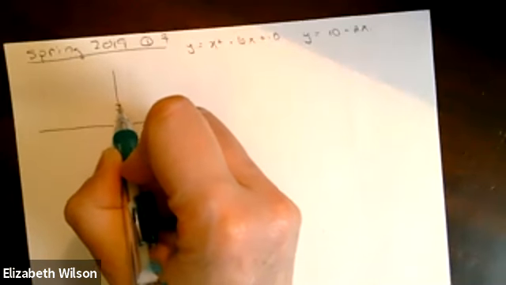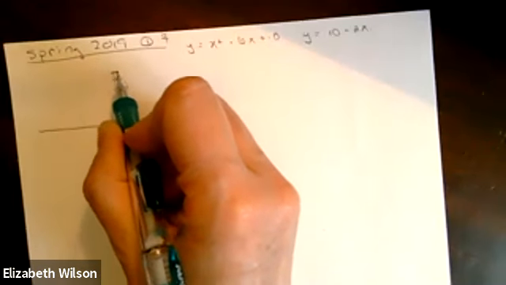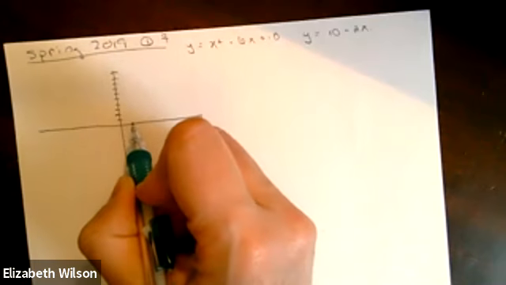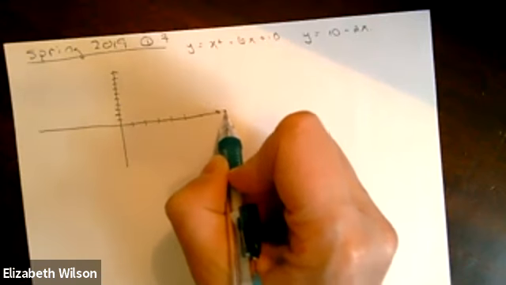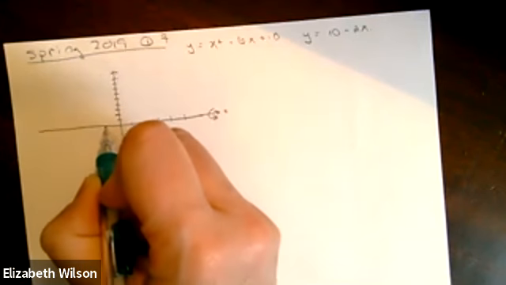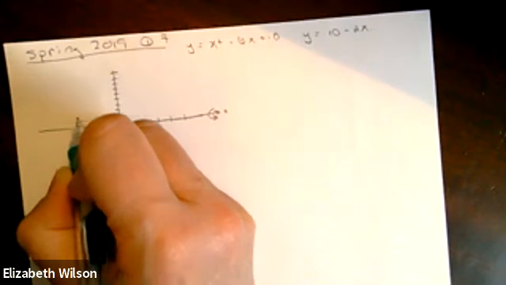So 10, and then I've got 1, 2, 3, 4, 5. And then here's our x-axis. So the first thing is we're going around the x-axis. 1, 2, 3. Here's the line.